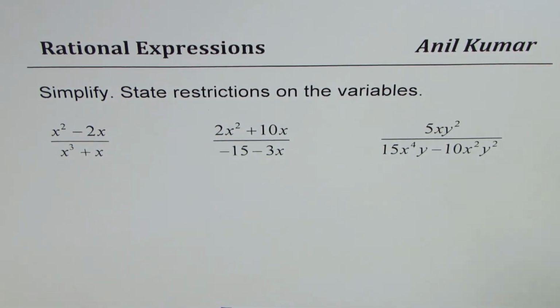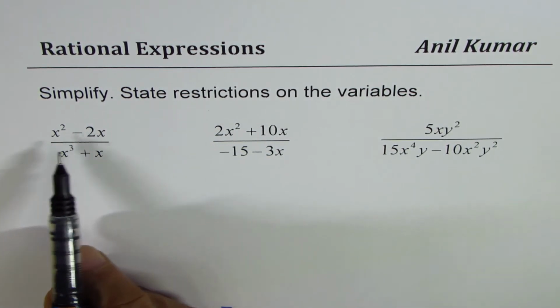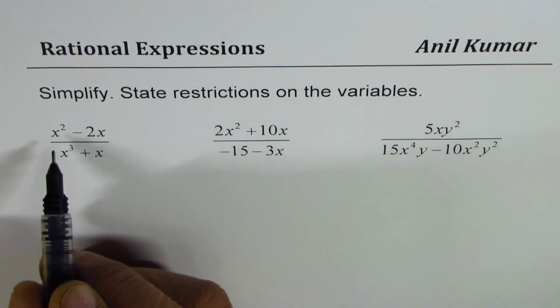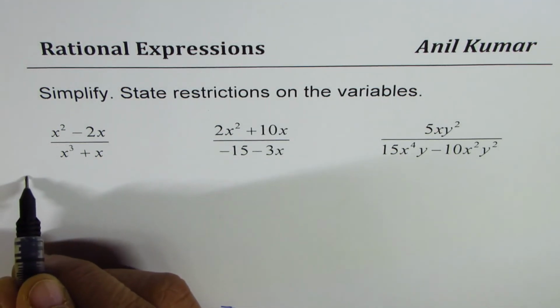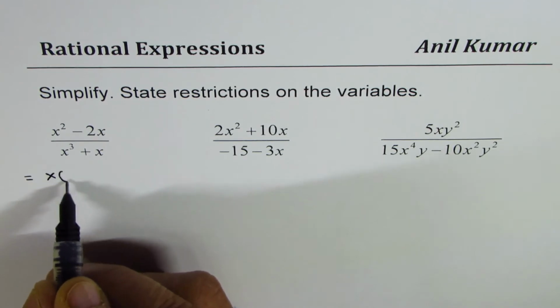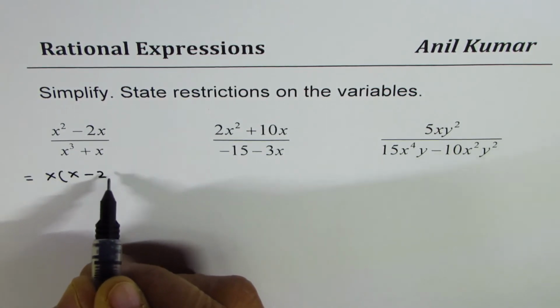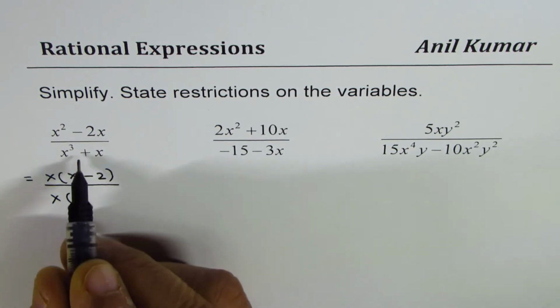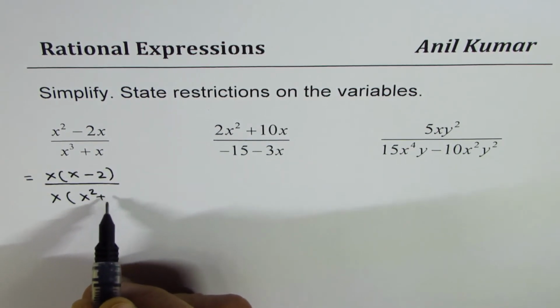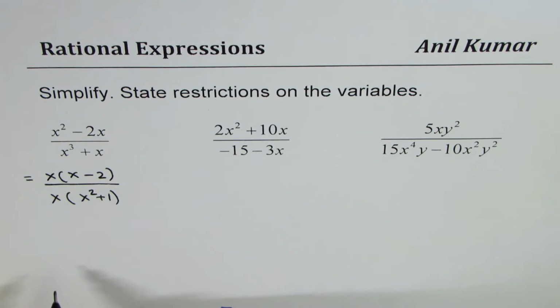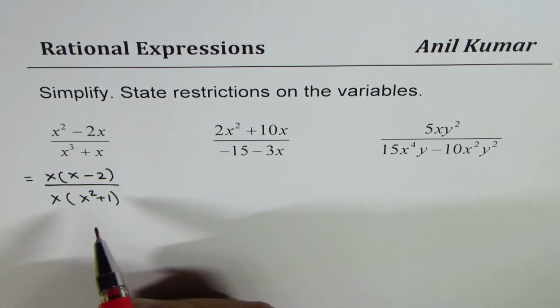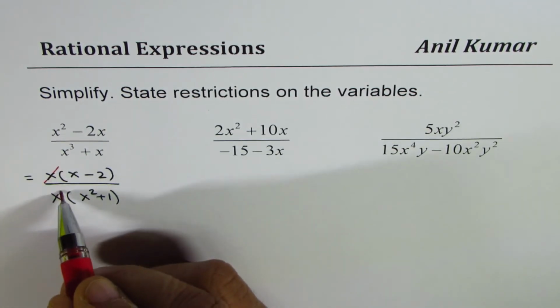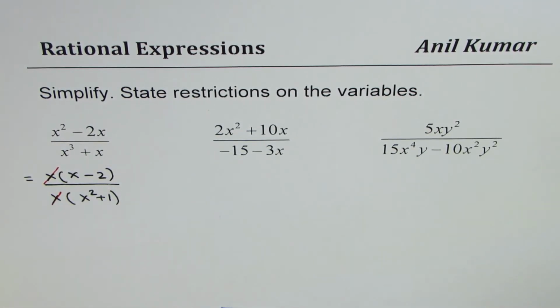Let's begin with the very first one. Let's factor first, okay? So x square minus 2x, x is a common factor. We are left with x minus 2 in the numerator. Denominator, x is a common factor. We get x square plus 1. Now x square plus 1 cannot be factored, right? And it is never 0. Remember that. We began with this, right? X and x, however, can be cancelled.